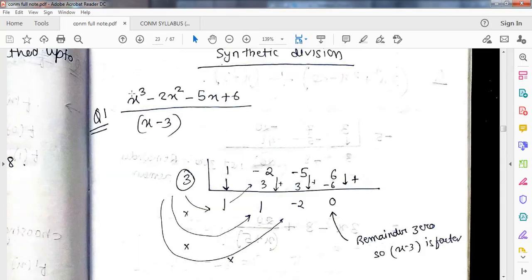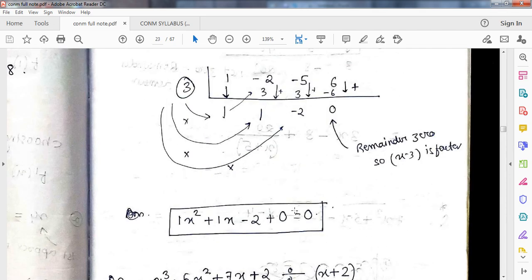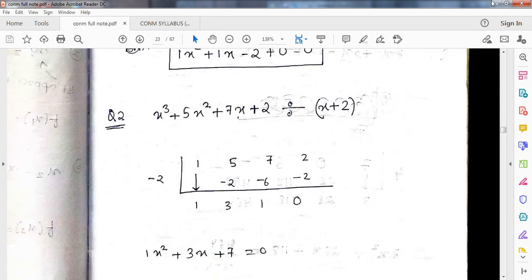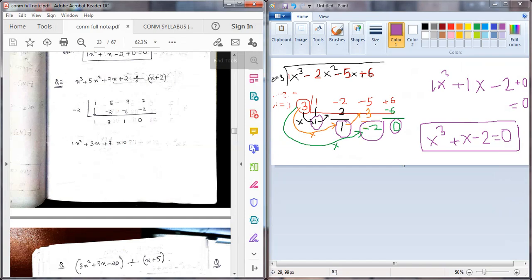As you can see over here, this one goes down. 3 into 1 is 3, minus 2 plus 3 is 1, 3 into 1 is 3, minus 5 plus 3 is minus 2, 3 into minus 2 is minus 6. No remainder remains. Okay, let's try the second one.